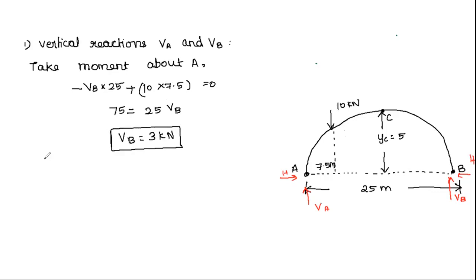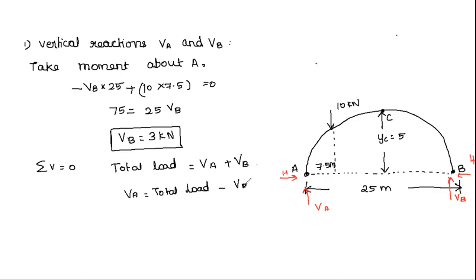By using summation of vertical forces is equal to 0, total load is equal to VA plus VB. VA is equal to total load minus VB. Total load is 10 minus 3 is equal to 7 kilonewton. So we have the values for VA and VB. Now to find out the horizontal thrust H.